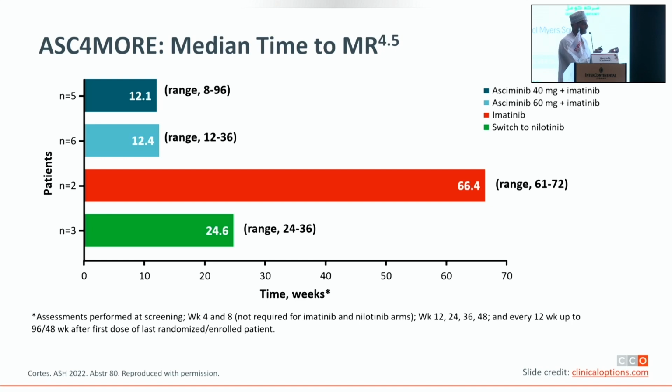And the rationale for combination therapy here is that both imatinib and asciminib work on two different sites of the BCR-ABL. So this is why you are able to reach your primary endpoint with much faster median times.